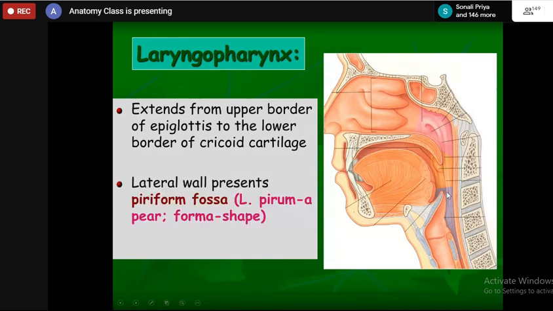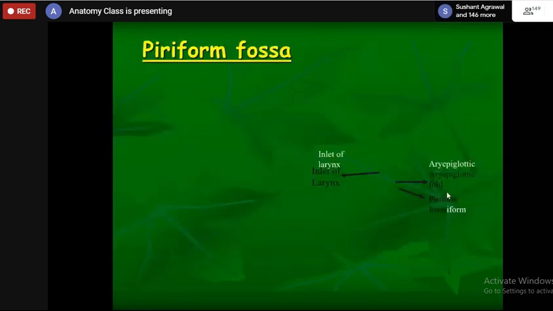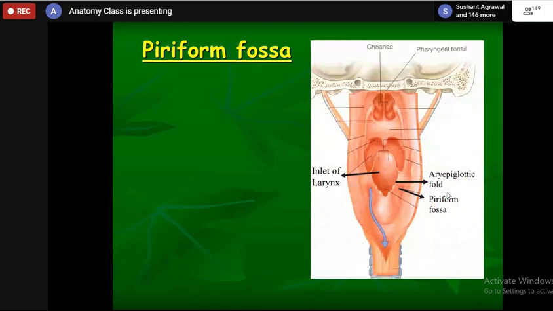Now, the main thing you have to know over here is the lateral wall. In the lateral wall of the laryngopharynx, we have the piriform fossa. Why is it known as the piriform fossa? Because it is just like a pear shape. Now, just see this diagram. Nobody should get confused with this diagram.